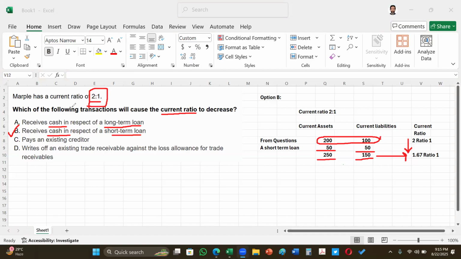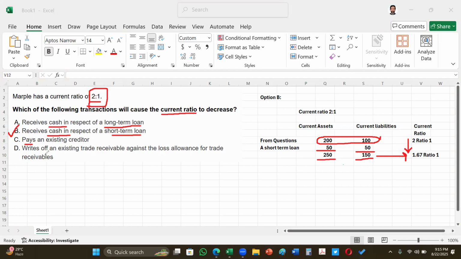Pays an existing creditor. So if we pay a creditor, what happens is that your current liabilities go down and your current assets also go down. So that is not going to make an impact. We are going to pay the current liabilities or the payables through the cash. So this is not going to have any impact.